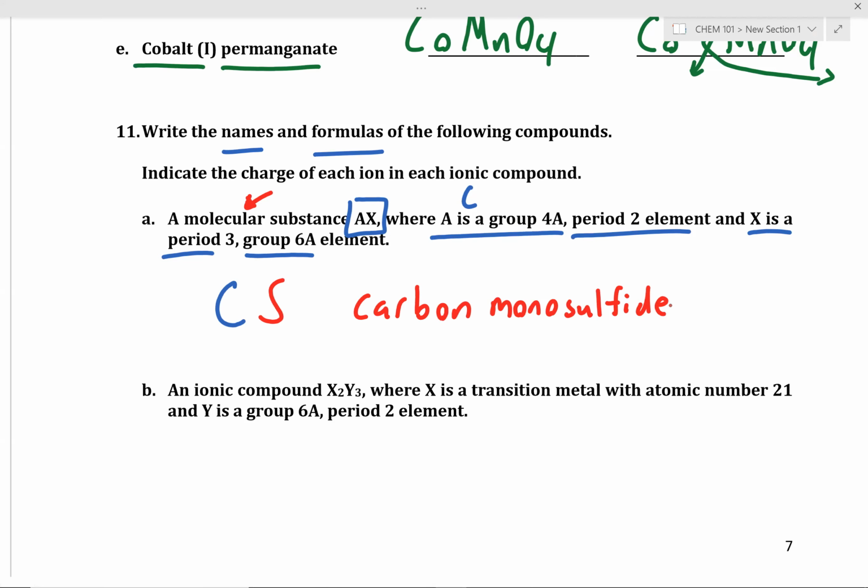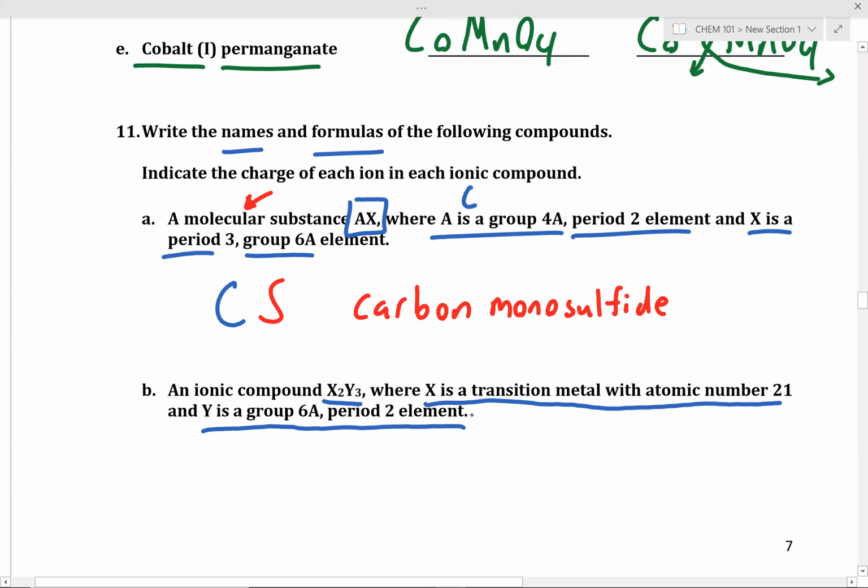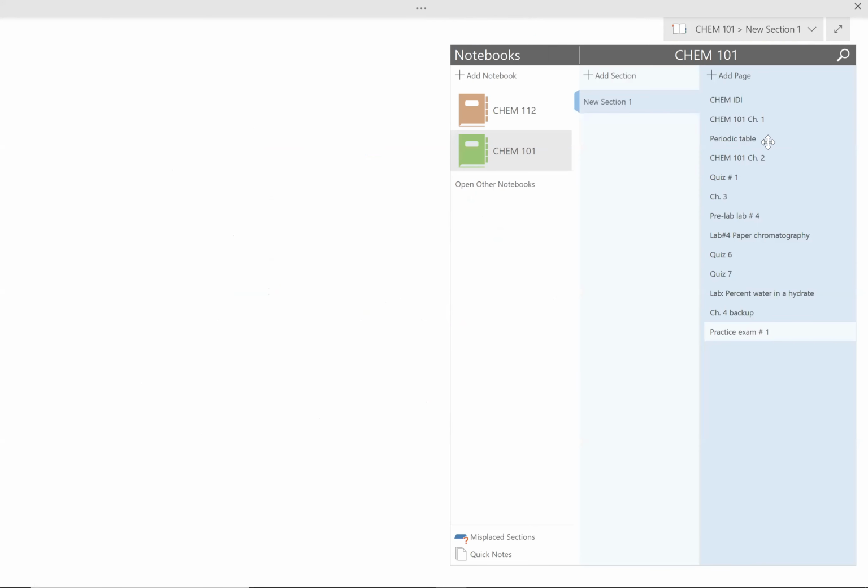Does that make sense? The logic behind this? You write out each of your elements, and then once you have the formula, you use your naming rules. In this case, since it's a molecular or covalent compound, we use covalent compound naming rules. Let's try another example. We have an ionic compound X2Y3, where X is a transition metal with atomic number 21, and Y is a group 6A, period 2 element. So let's go to our periodic table first, and find atomic number 21. What is that?